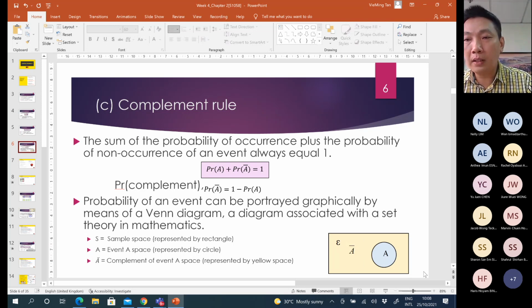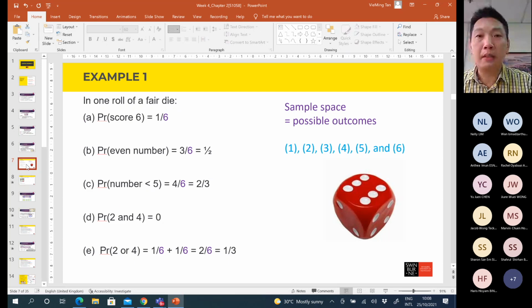Okay, the whole thing here, the blue plus the yellow will be the sample space. So let's try one example to try to understand the meaning of probability. Let's say now we want to do one experiment. The experiment is we want to throw a fair die.